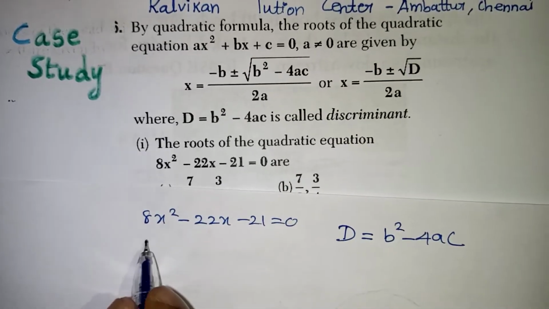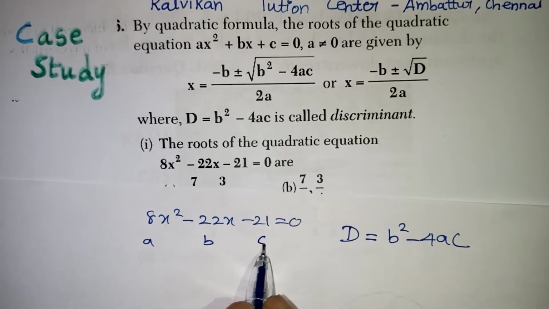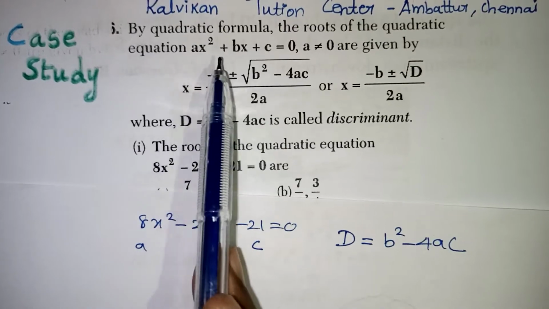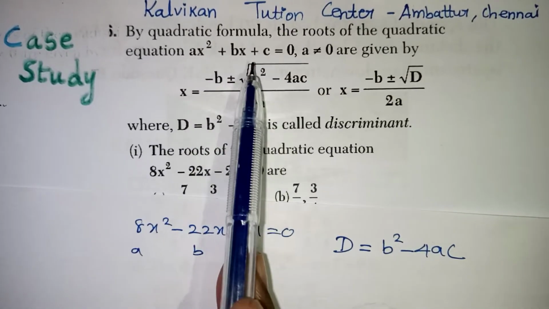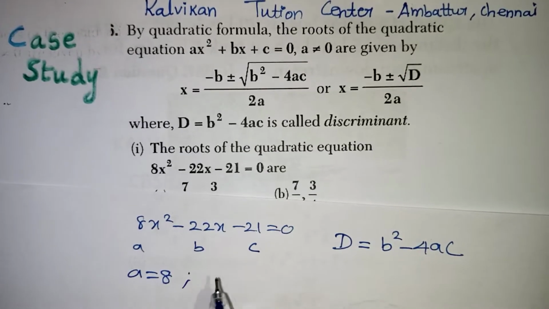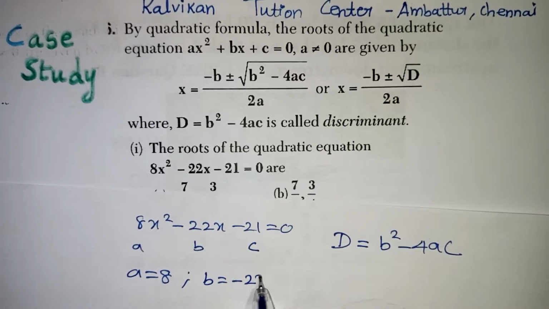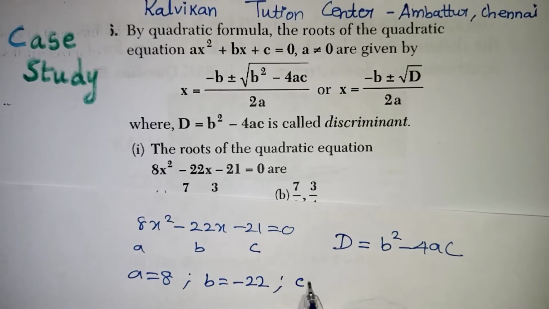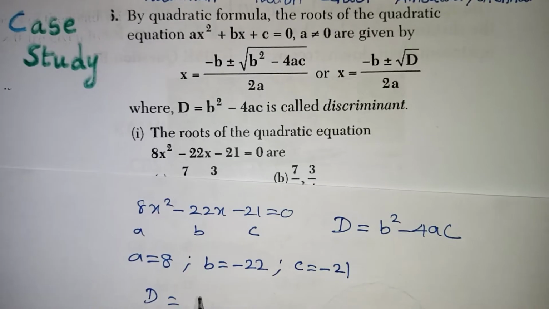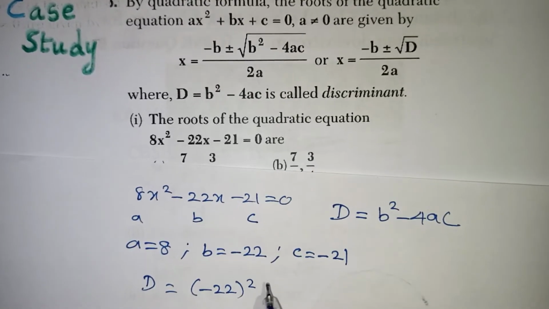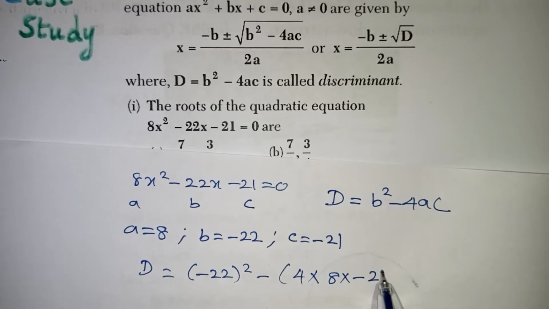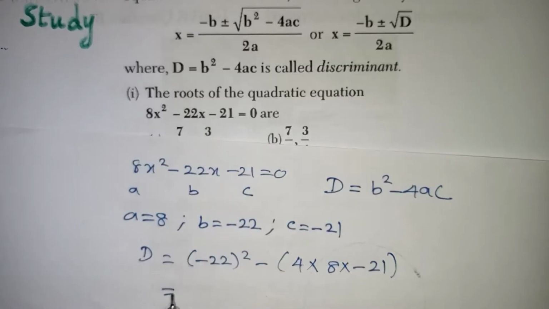This is your a, this is your b, and this is your c. The x squared coefficient is a, the x coefficient is b, and the remaining is the constant. So here a is equal to 8, b is minus 22, we have to take it along with the symbol, and c is equal to minus 21. Let's apply here to find your D. D is equal to b squared, minus 22 squared, minus 4 into a value 8, c value minus 21. Minus 21 should be written along with the sign.